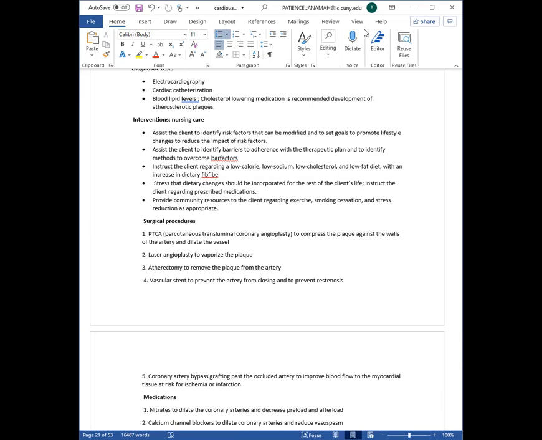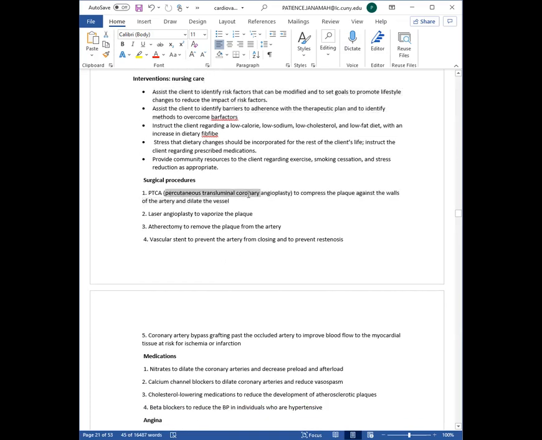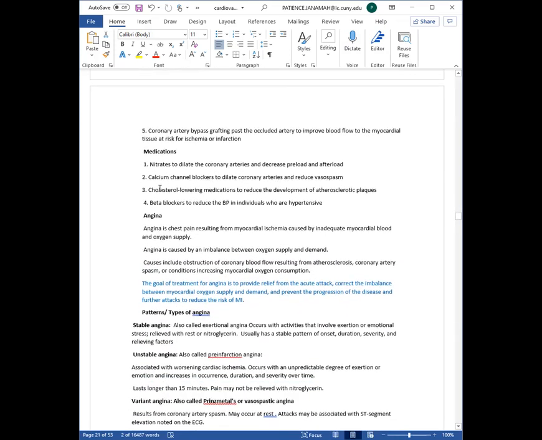We have the surgical procedures that will be done for coronary artery disease, like I told you about the cardiac catheterization before. We have the percutaneous transluminal coronary angioplasty. So if you don't know what this is and you see this on the NCLEX, or they tell you coronary angioplasty, you want to know that it's a patient with a coronary artery problem. They want to work on that.